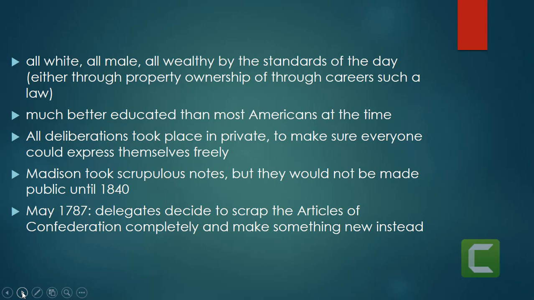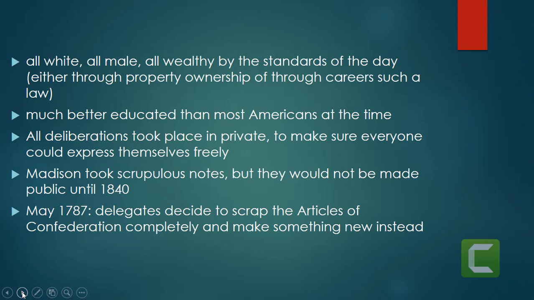They're also all wealthy by the standards of the day. They're all much wealthier than your average American was in the 1780s, either through property ownership. So you have a lot of people like Washington who owned estates, owned slaves, or they had careers like law. They were lawyers, or they were some kind of professional individuals. So even though the vast majority of Americans at the time were small farmers, those are not the men who are at the Constitutional Convention. The men at the Constitutional Convention are the elites, the creme de la creme.